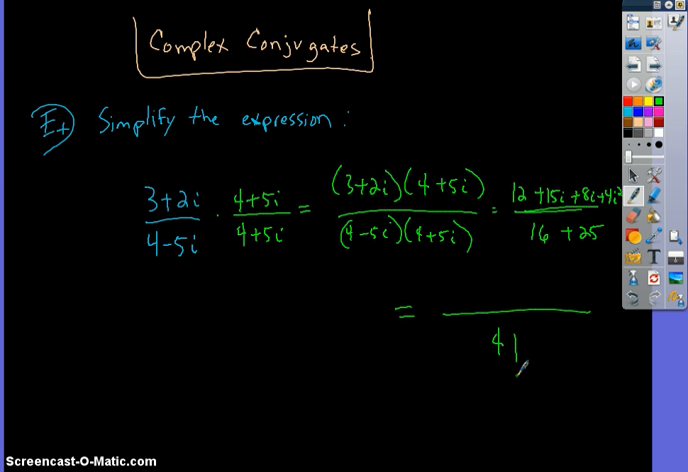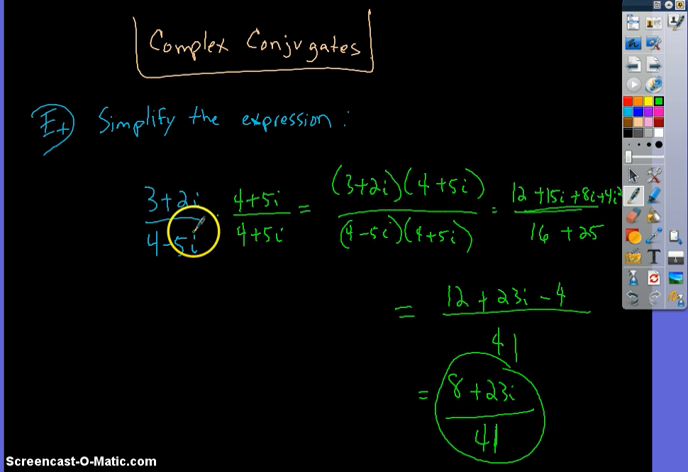Which now equals, on the bottom, 16 and 25 gives you 41. In the numerator, what we should have is 12 plus 23i, subtract 10. Why subtract 10? 10 times a negative 1 is negative 10, so subtract 10. So the numerator is now 12 and negative 10 are like terms, giving you 2 plus 23i, all over 41. And this is the simplified form of the expression that we began with.